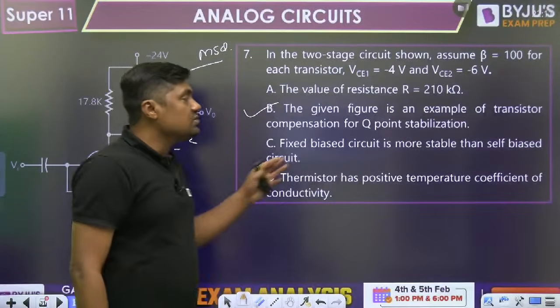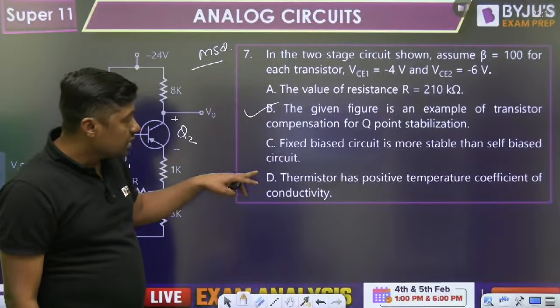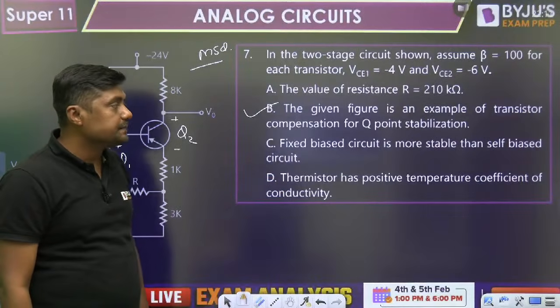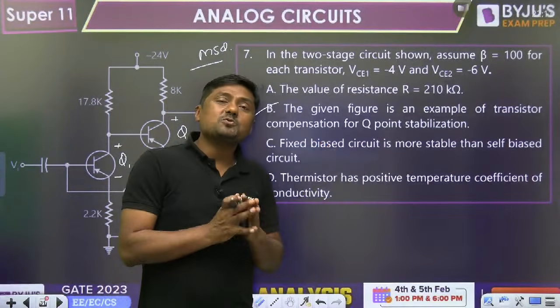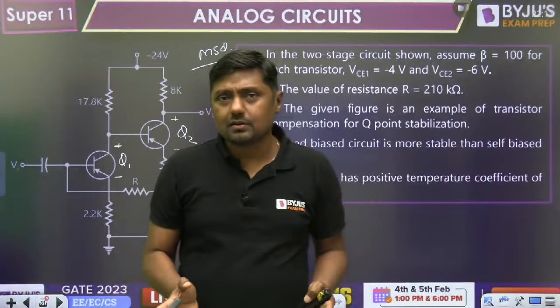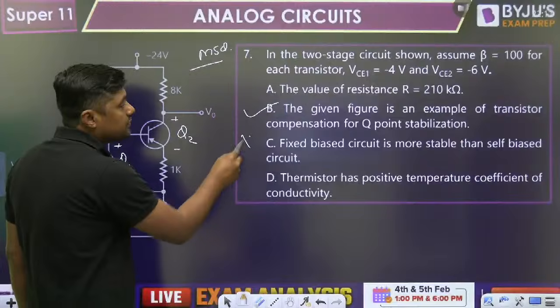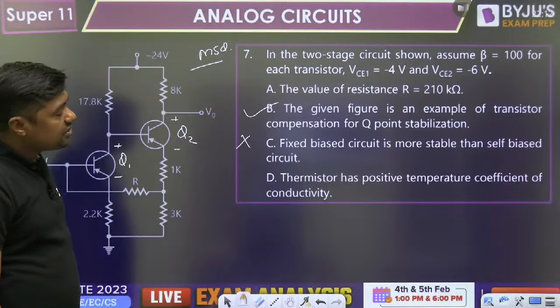Fixed bias circuit is more stable than the self bias circuit. Right or wrong? Third. Thermistor has positive temperature coefficient of the conductivity. Right or wrong? Right. Fixed bias circuits: in fixed bias circuit, there is no negative feedback. So self bias circuit is more stable, and that's why this point is wrong. The thermistor has positive temperature coefficient of conductivity.